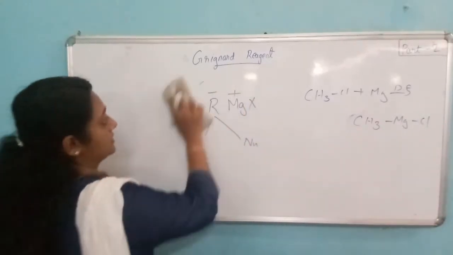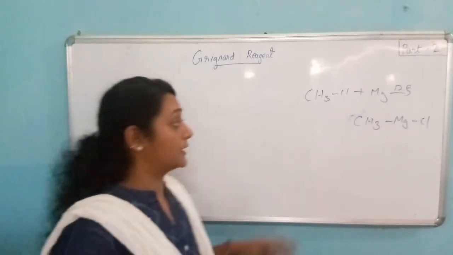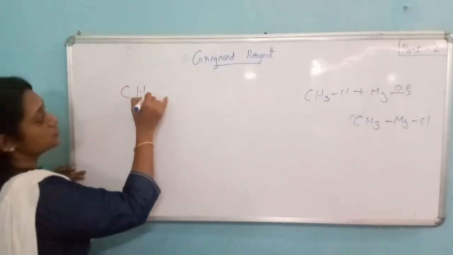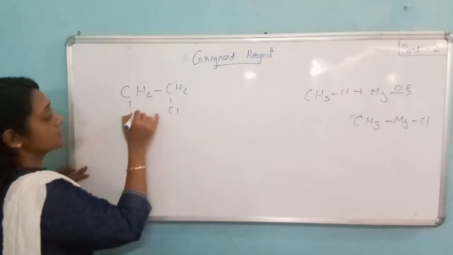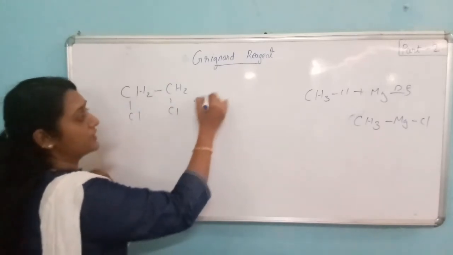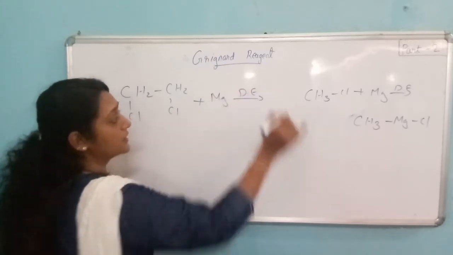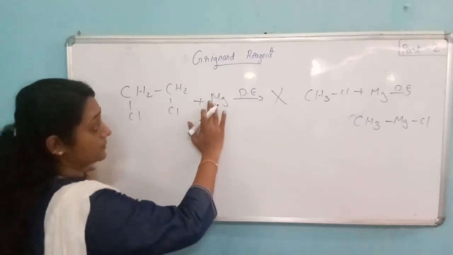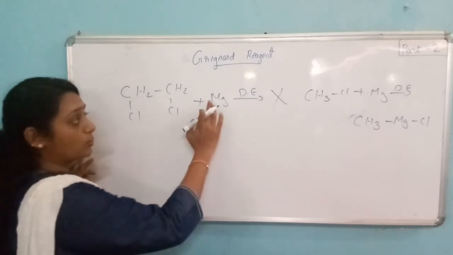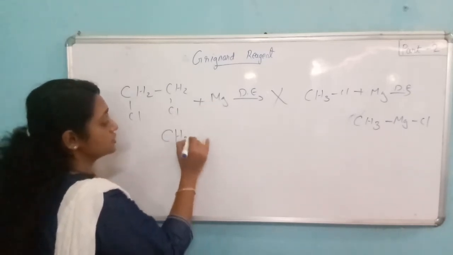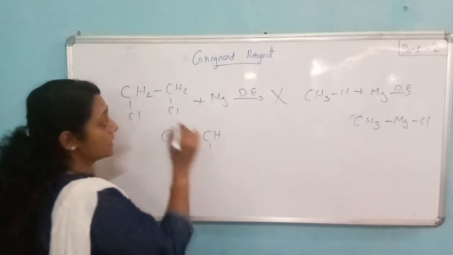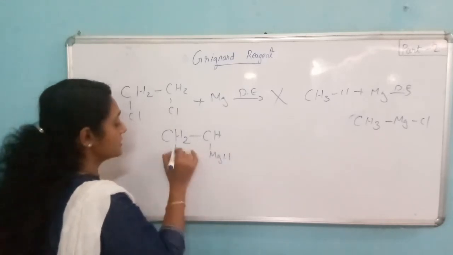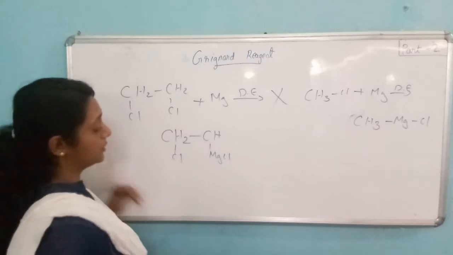And the limitation is that dihalides will not give Grignard reagent. For example, CH2Cl, CH2Cl. This is a vicinal dihalide. When it reacts with magnesium in the presence of dry ether, it will not give Grignard reagent. Instead, the magnesium reacts with the compound and is inserted in between either of the carbon-chlorine bonds. It forms CH2Cl, CH2MgCl. This is the magnesium salt.